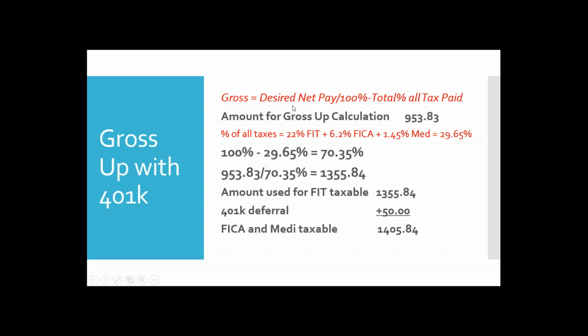So I'll take my $953.83 divided by 70.35% equals $1,355.84. This will be the federal taxable amount, and add the $50 for the 401k deferral to that. So $1,405.84 will be the FICA and Medicare taxable amount.